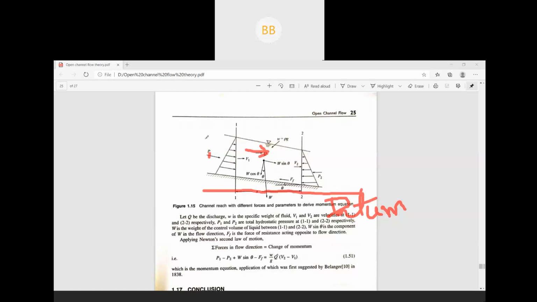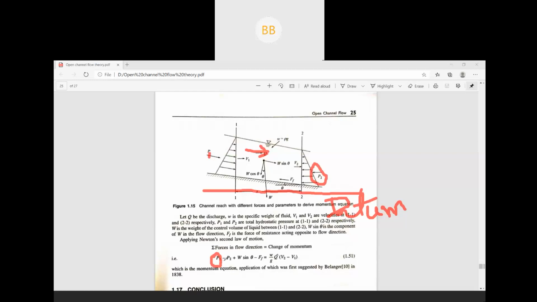So now we have to use Newton's second law of motion for the momentum equation. So the summation of all the forces in the direction of flow. First we come here. The first one is P1, pressure at section 1. Then pressure at section 2 is in the opposite direction. That is why it's negative.